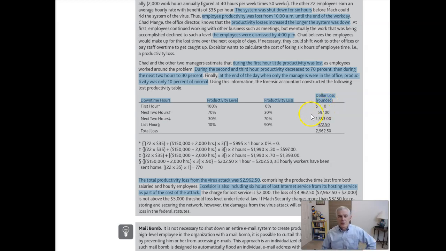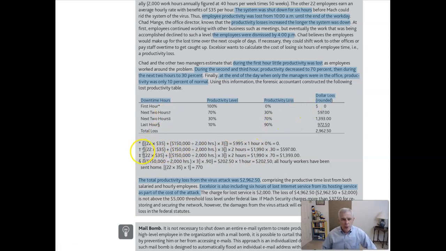Now what they say is the next 2 hours, productivity level dropped to 70%. That means the loss was 30% of productivity. And they said $597. Not a lot, I would expect it more, but that's what it came out to be. How do they come up with that number? Well, look at the footnotes here.